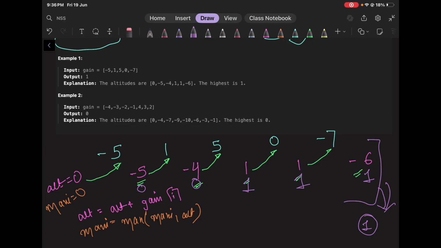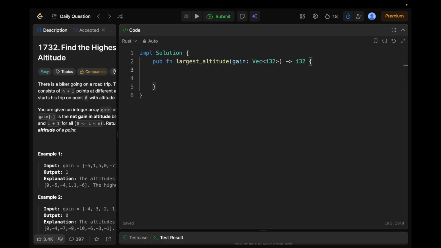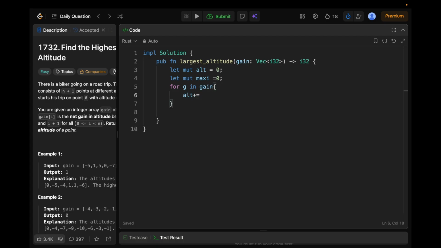So I'll code this. So it's a very basic question. Only these two conditions are required. So over here I create a variable called altitude, which is initially set to 0, and a variable called maxi, which is also initially set to 0. So I do for g in gain, my altitude is equal to altitude plus gain, and my maxi would be the maximum of maxi and altitude. And after coming out of this for loop, I return maxi.